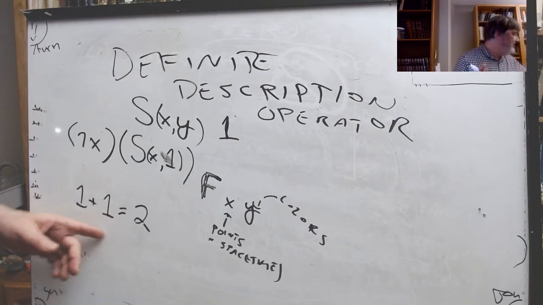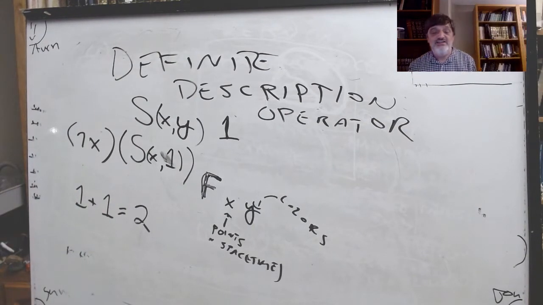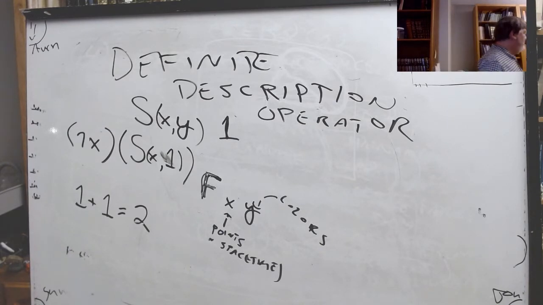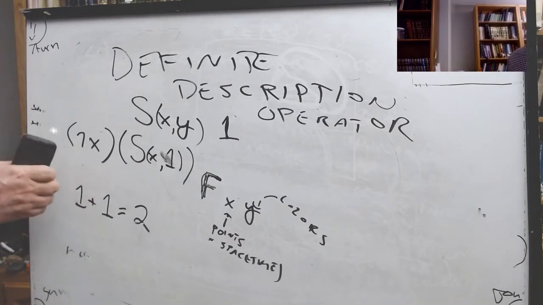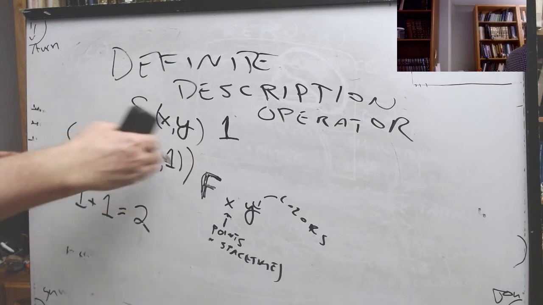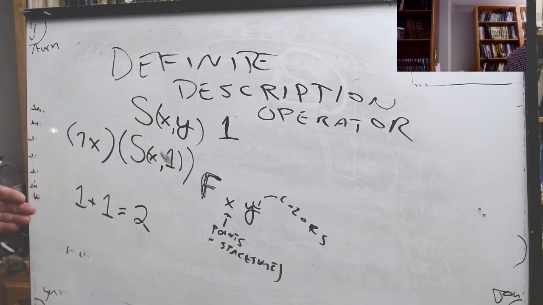This would be part of the definition of addition, or the introduction of the addition symbol. But so, right, an expression like this is read "the x such that blah, blah, blah, something about x." And it means the one and only x that fulfills the condition in here.